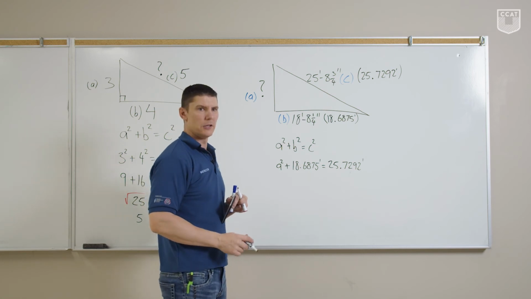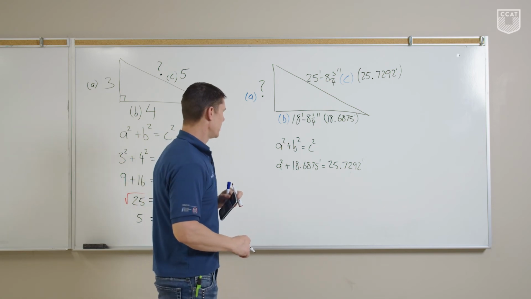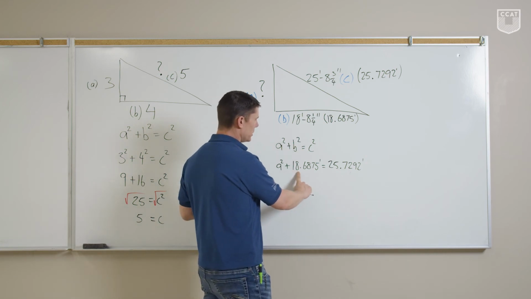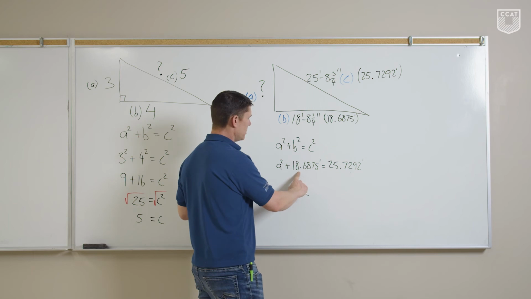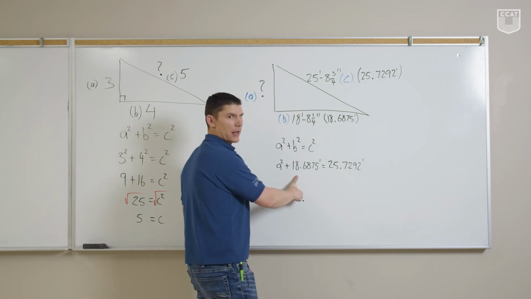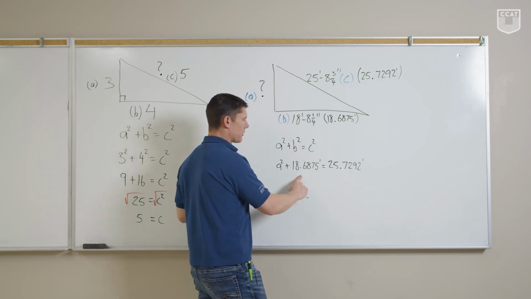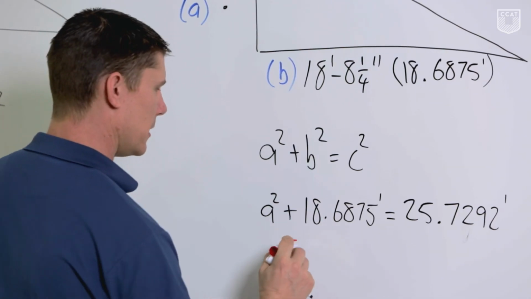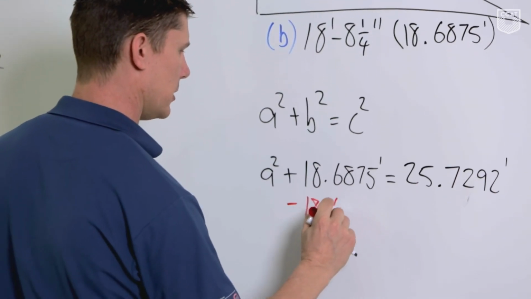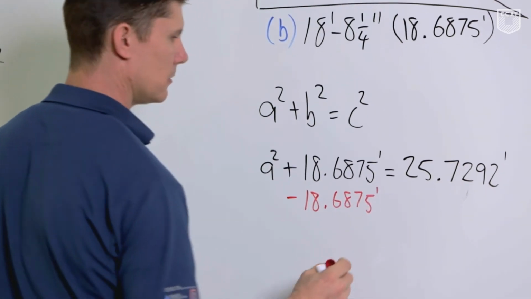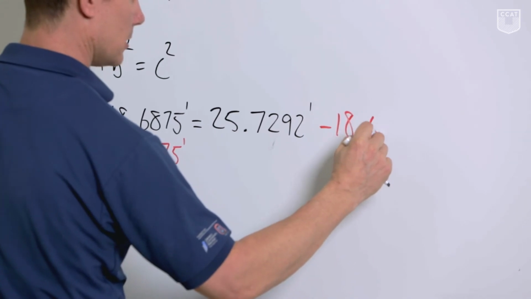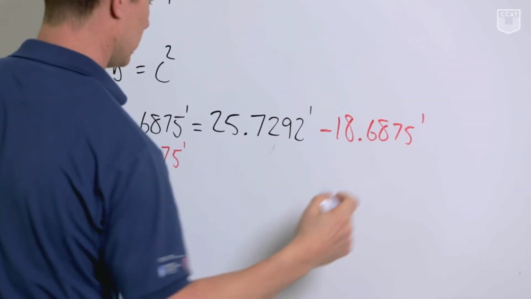Now what we need to do is rework the formula. We've got our numbers in there. We want to get a squared all by itself. Since we're adding the 18.6875 to the a squared, the opposite of that is going to be subtracting it. If we subtract from the left side, we've got to subtract from the right side. So on the left side, we're going to subtract the 18.6875 feet, and we have to subtract that same number from this side.